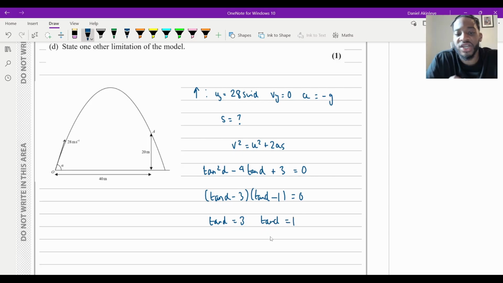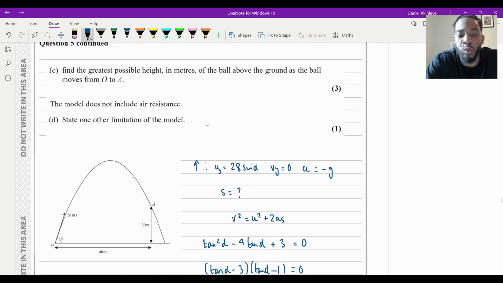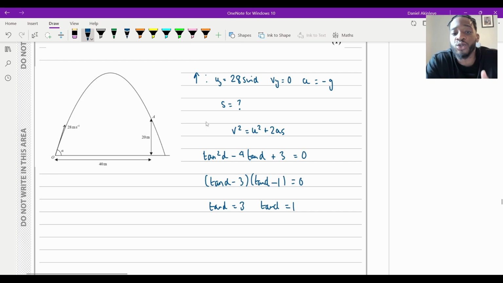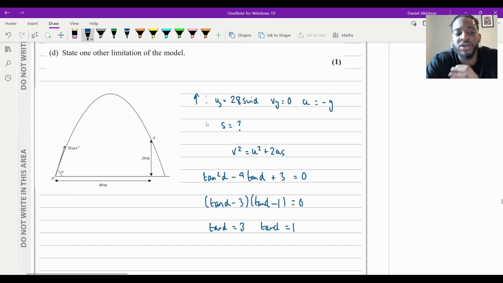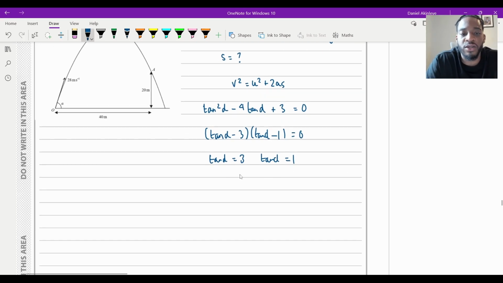So we actually have 2 options for alpha. Now let's read the question again. It says that we need to find the greatest possible height, and we can see here that there are actually 2 possible angles of projection. If we want the greatest possible height, that would mean we need the greatest angle of projection, wouldn't it? So we just ask ourselves which one of these gives us the greatest value, and it's going to be tan alpha is equal to 3. You could just do the tan inverse of both 3 and 1 to figure out what alpha is for both, just to convince yourself. But tan alpha equals 3 is definitely the larger value for alpha. So we're going to choose this one here.